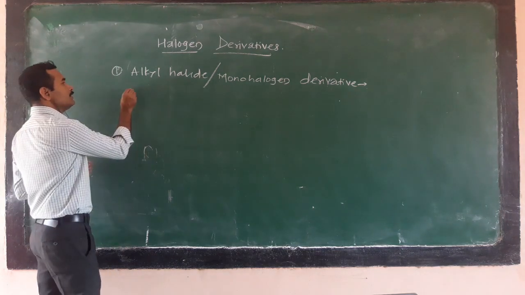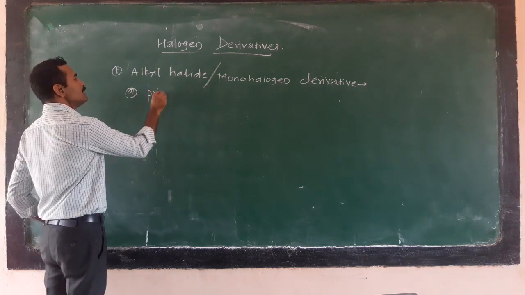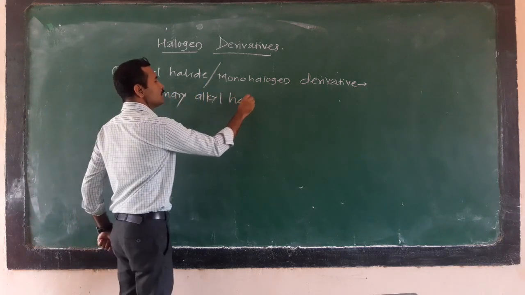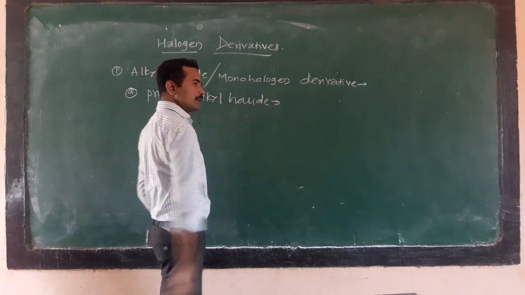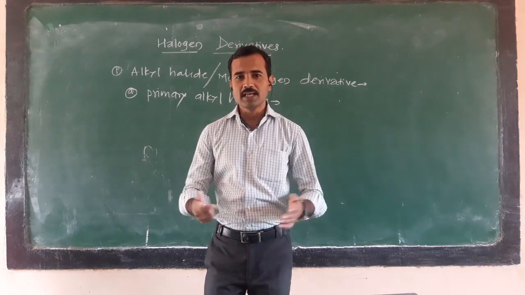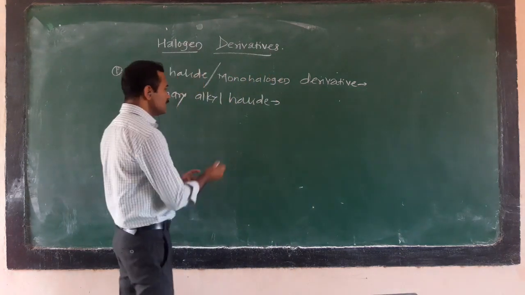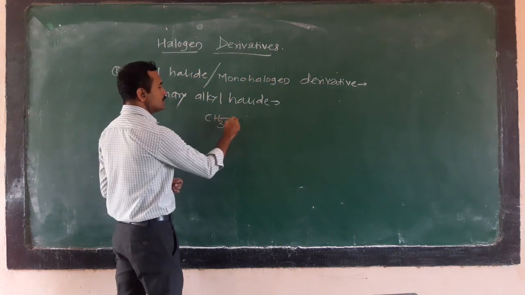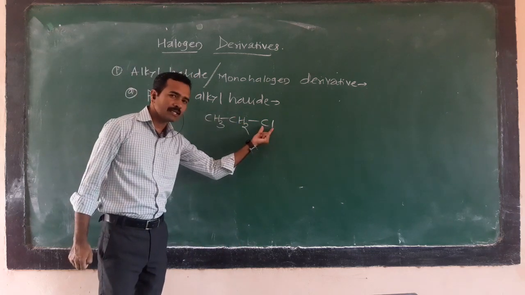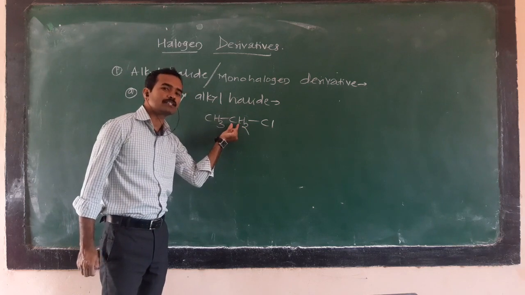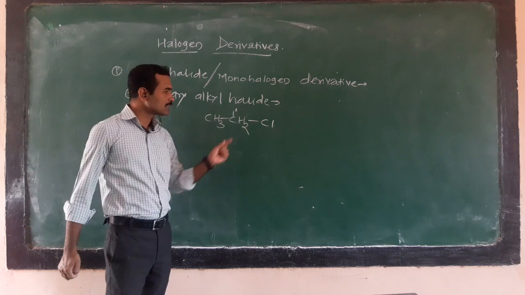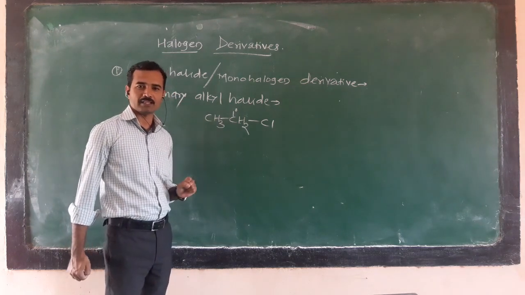We take one example. First one is primary alkyl halide. When a halogen atom is attached to a primary carbon atom, then that is a primary alkyl halide. We have here the example CH3CH2Cl. Here chlorine is attached to this carbon, which is attached to only one carbon. So that's why this carbon is primary, and hence the corresponding alkyl halide is a primary alkyl halide.